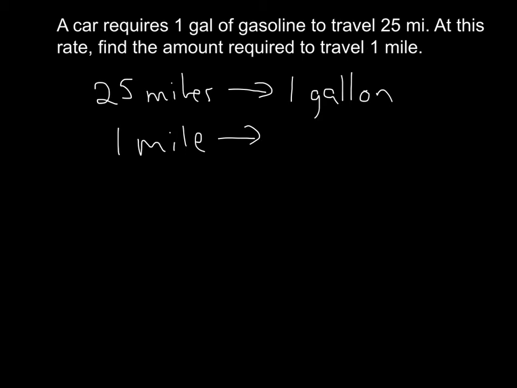And we should recognize that if 1 gallon goes 25 whole miles, then if we're only going 1 mile, that's going to be less than a gallon of gas. So we know the answer is going to be a fraction. Okay, and so what we could say is that 25 divided by 25 is 1. And so really all we have to do is 1 divided by 25.